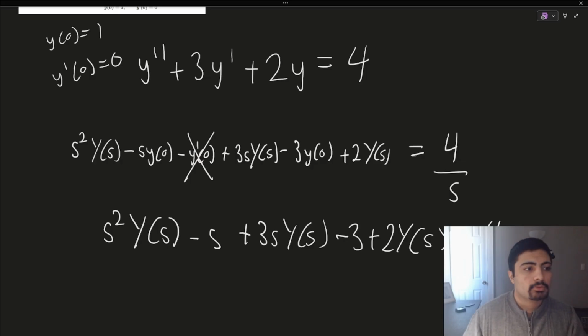Okay, now guys, listen. Our goal is to leave Y(s) alone. We are trying to solve for Y(s). And the reason why we're doing it is because if we have Y(s), we can literally inverse Laplace it to get y(t).